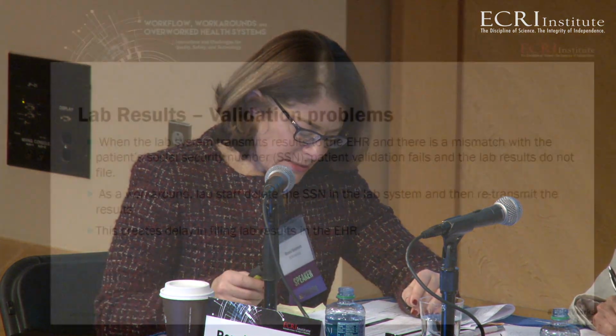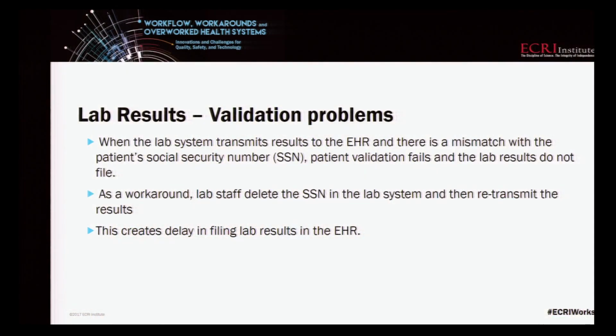Lab results. Let's talk about validation problems. In this case, when a lab system transmits results to the EHR and there's a mismatch with the patient's social security number, for whatever reason, the patient validation fails and the lab results don't file at all, okay? So as a workaround, lab staff delete the social security number in the lab system, then they have to retransmit it, go through the process over again. This creates delay in getting information into the EHR, and it could be significant delay, depending upon the other distractions and what's coming up in care.